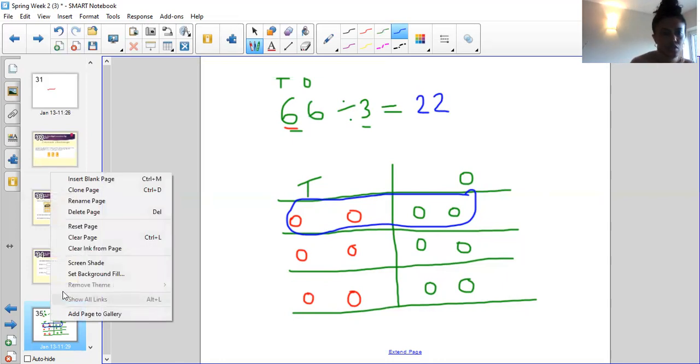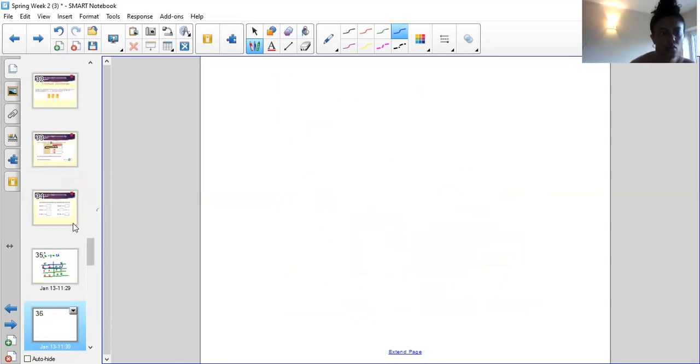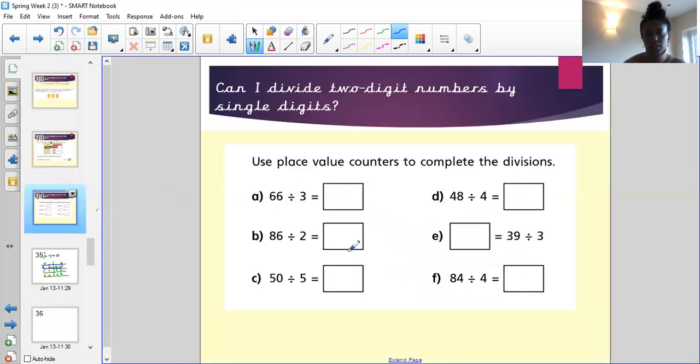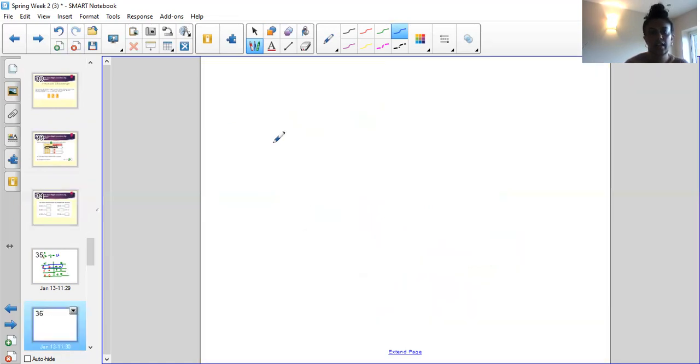Okay, I'm just going to do one more. So if I go back to our questions, let's maybe try 86 divided by 2. So I'm going to go back here. I'm going to have my tens and my ones column. We've got 86 divided by 2.